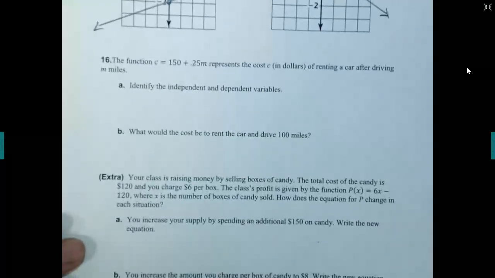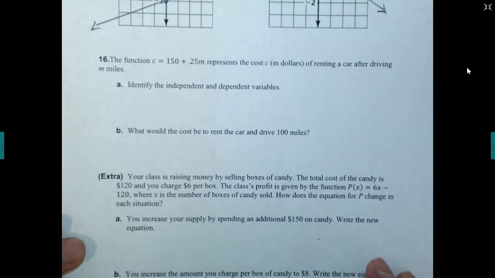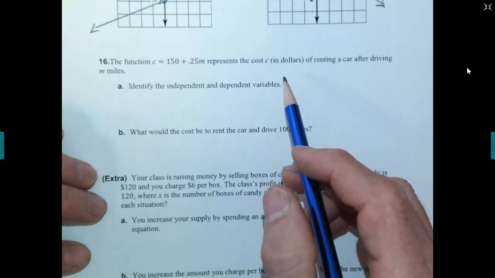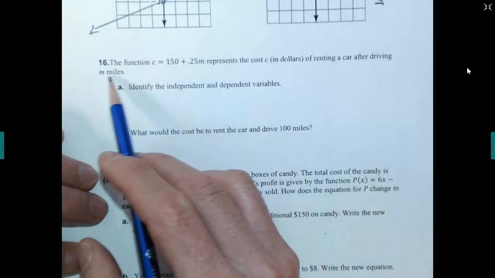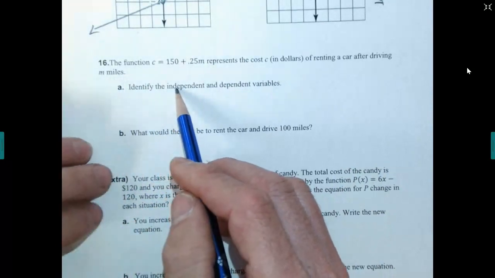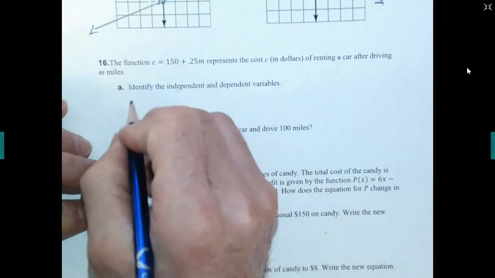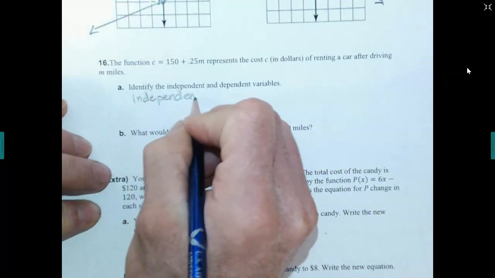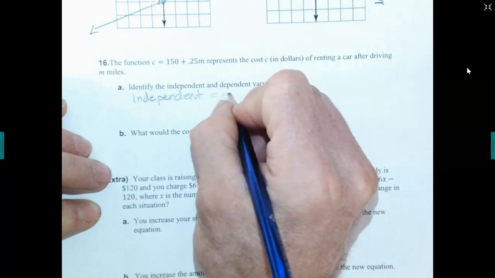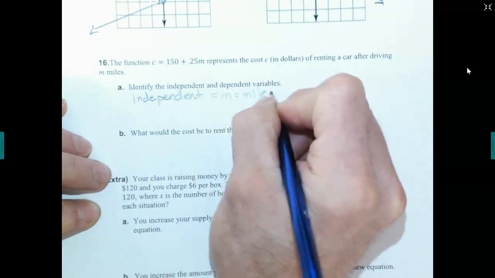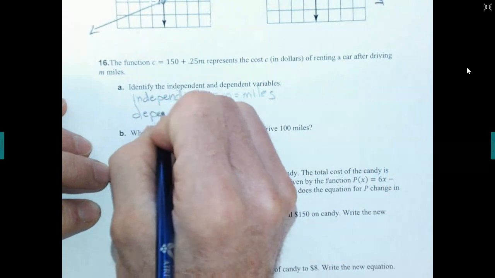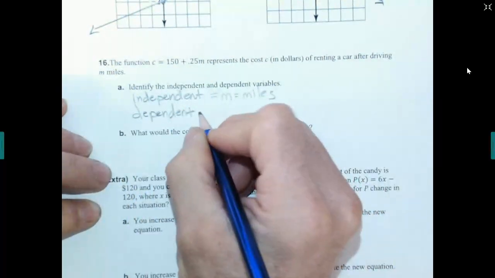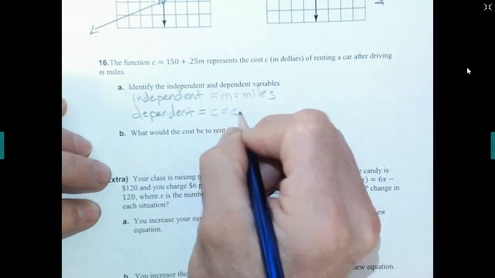Number 16. The function c equals 150 plus 0.25m represents the cost in dollars of renting a car after driving m miles. Identify the independent and dependent variables. Well, independent is our x value, which is m, which is miles. Our dependent, the one that changes depending on it, is the cost.